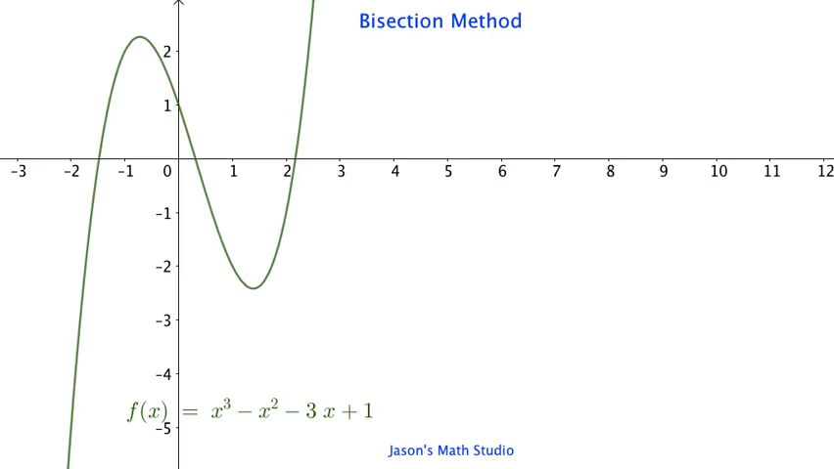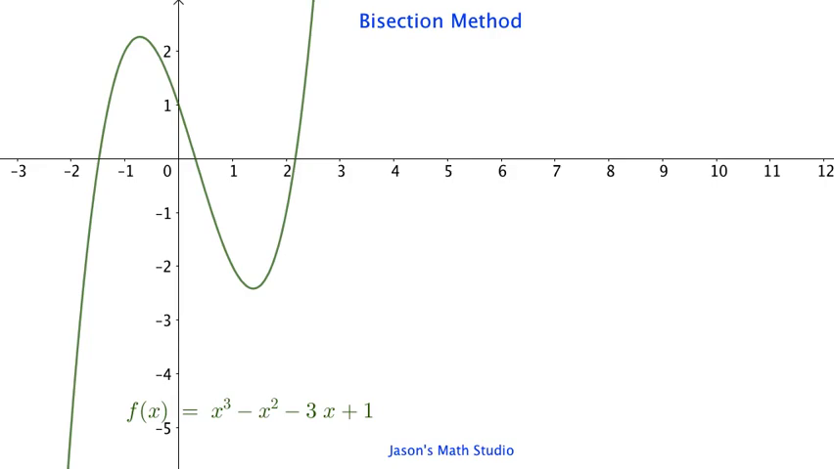In this video, I'm going to introduce you to the bisection method. The bisection method is used to find the root of a function. It works successively by narrowing down the interval that contains the root.